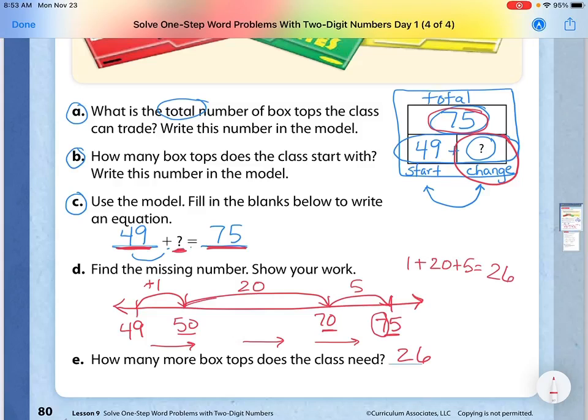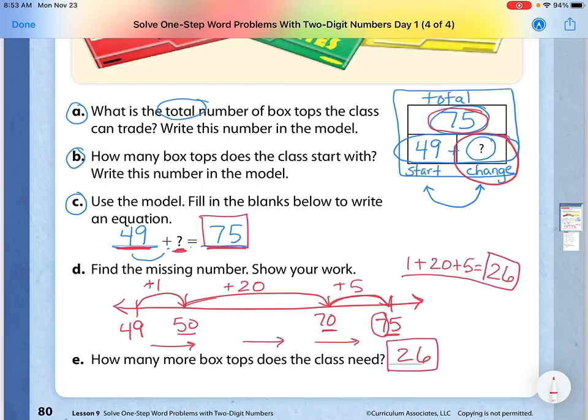So then I did 50 plus 20 more, got me to 70, and then I know I needed a total. My ending number was going to be 75, so from 70 to 75 I knew I needed to add 5. Then I just added those three numbers together over here, and I got my answer of 26. So I hope you solved the problem and found out that 26 is the correct number.